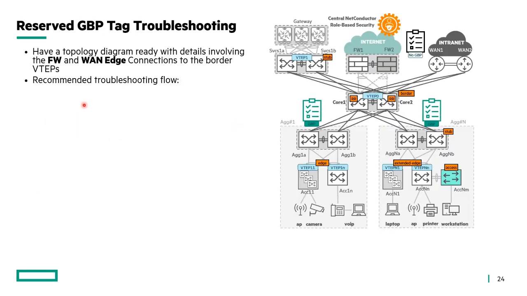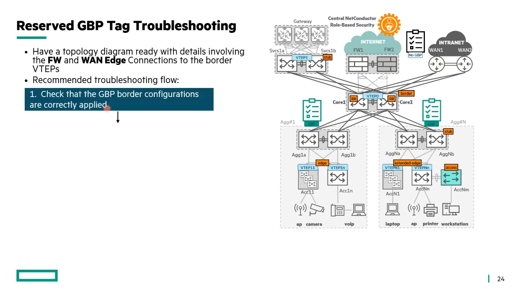Okay, so on to troubleshooting. As with any troubleshooting, you want to make sure that you have a topology diagram, especially for this type of setup, because it can get a little bit complicated understanding where the roles are applied and where the policies are applied. So you want to have a fairly detailed diagram that shows you where those group-based policies are getting assigned, which roles are getting provisioned, et cetera.